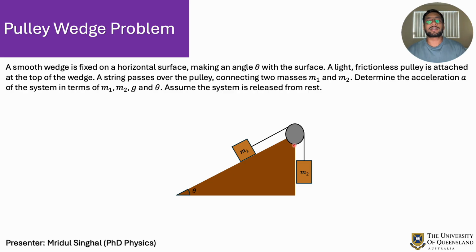So our task is to find the acceleration a of the system in terms of the masses, the gravitational field g, and the angle of inclination theta.